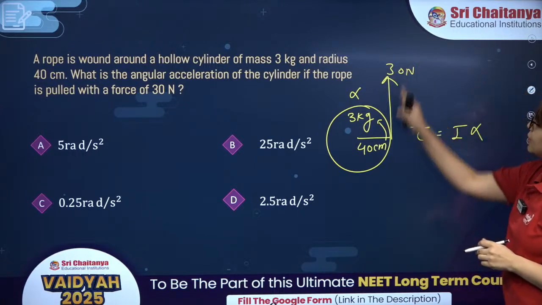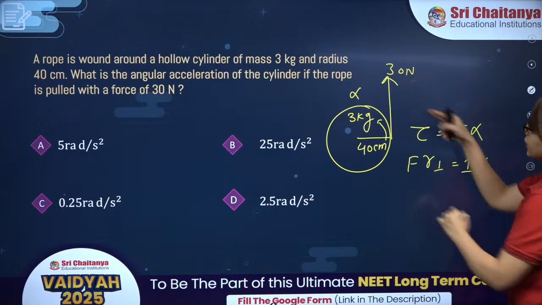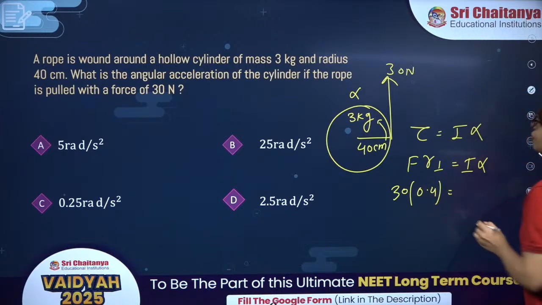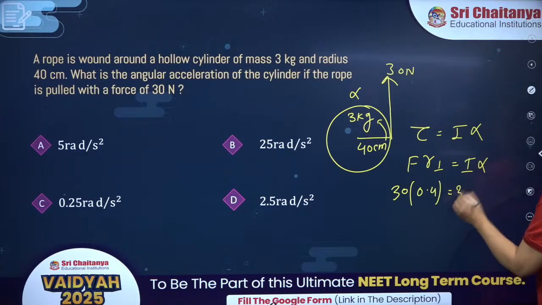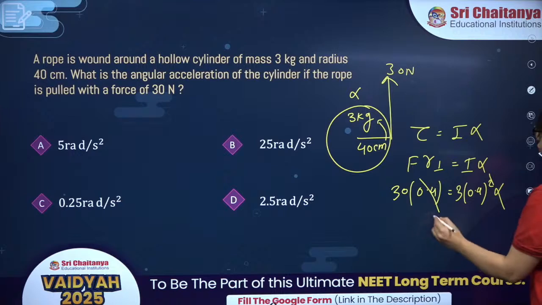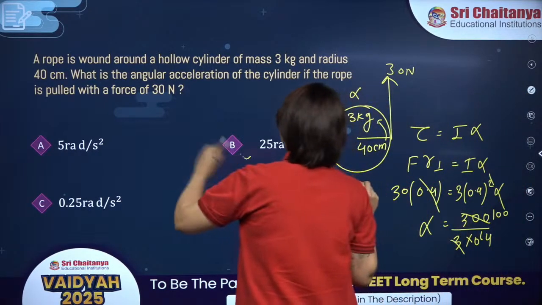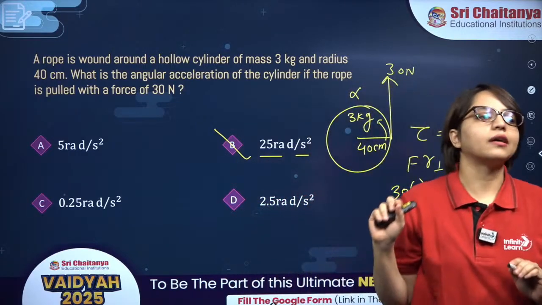What is the torque provided by this force? F into R perpendicular, and it should be I alpha. What is force? 30 Newton into radius is 0.4, and I for a hollow cylinder is mr square over here, right? So it will be m, r square is 0.4 square, into alpha. 0.4 cancels. So alpha will be 30 divided by 3 into 0.4, which is 100 divided by 4, which is nothing but 25 radian per second square, which is option B over here. Well done beta. Option B is the correct answer.